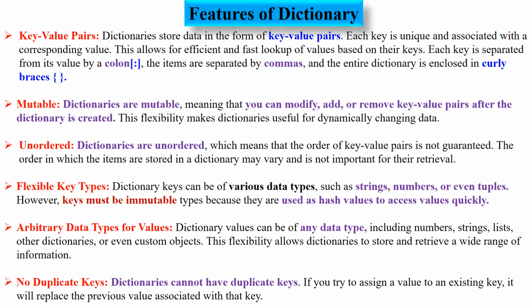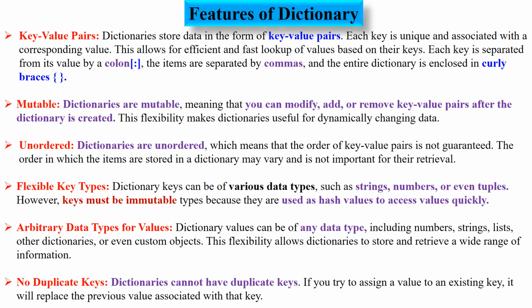Mutable. Dictionaries are mutable, meaning that you can modify, add, or remove key-value pairs after the dictionary is created. This flexibility makes dictionaries useful for dynamically changing data. Unordered. Dictionaries are unordered, which means that the order of key-value pairs is not guaranteed. The order in which the items are stored in a dictionary may vary and is not important for their retrieval. Flexible key types.